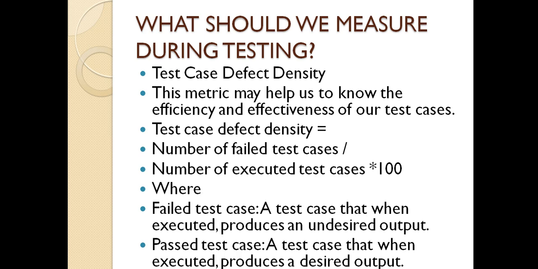A failed test case is nothing but a test case that is executed and produces an undesired output, and a passed test case is one that produces the desired output. Whatever input we provide, the output we get from the software product should be compared with the desired output. When it matches the desired output, then our test case is right. Otherwise, our test case is a failed test case. So according to failed and passed test cases, defect density is calculated.